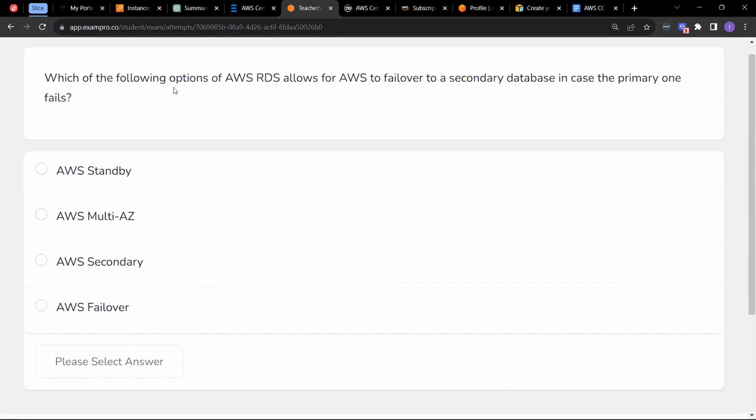Which of the following options of AWS RDS allows for AWS failover to a secondary database in case the primary one fails? So here the keyword is failover. Allows for AWS to failover to a secondary database. So Multi-AZ. Yes, so Multi-AZ.